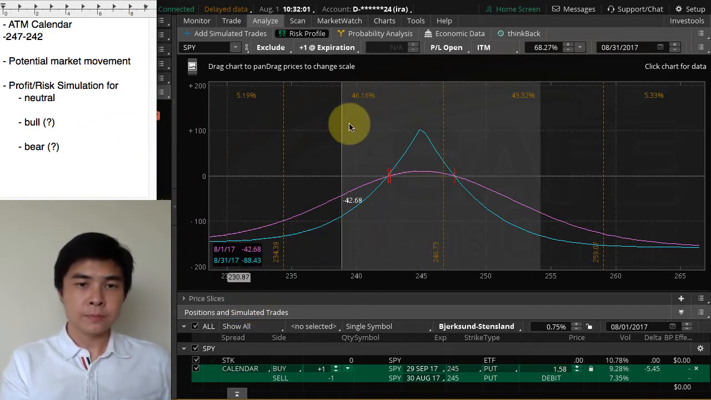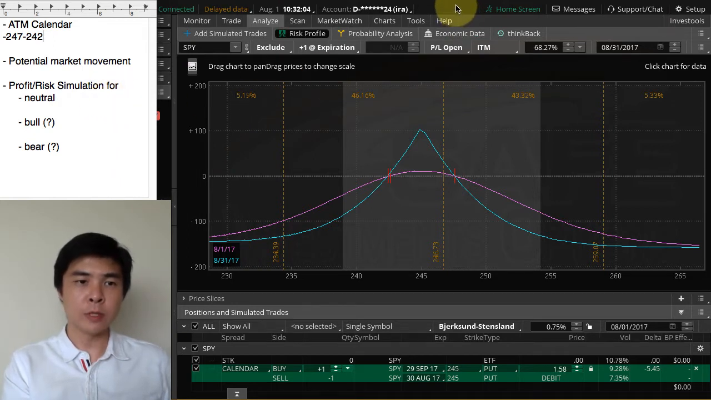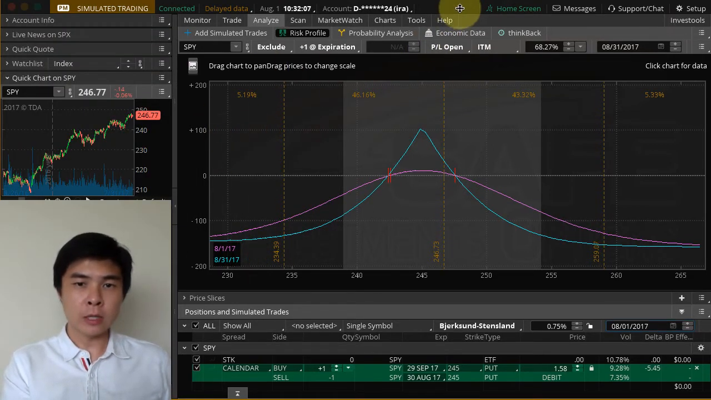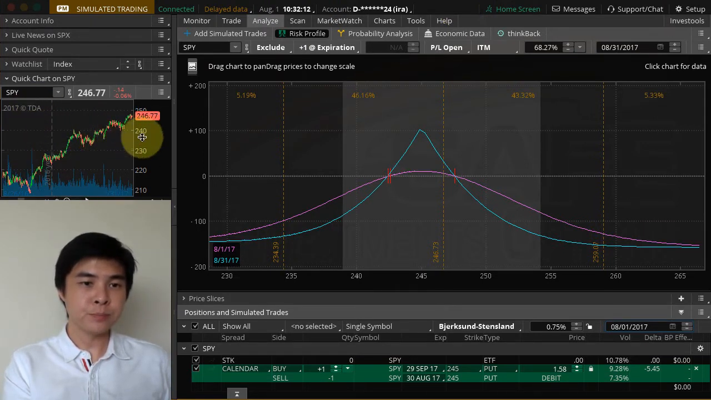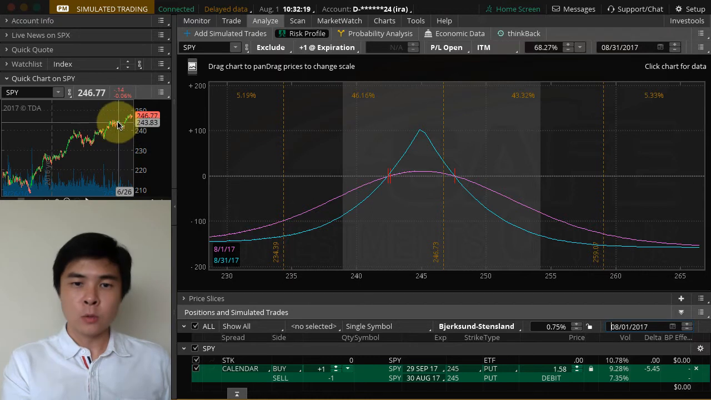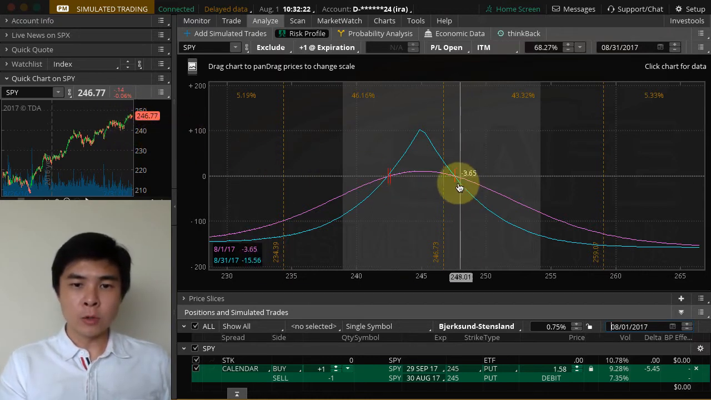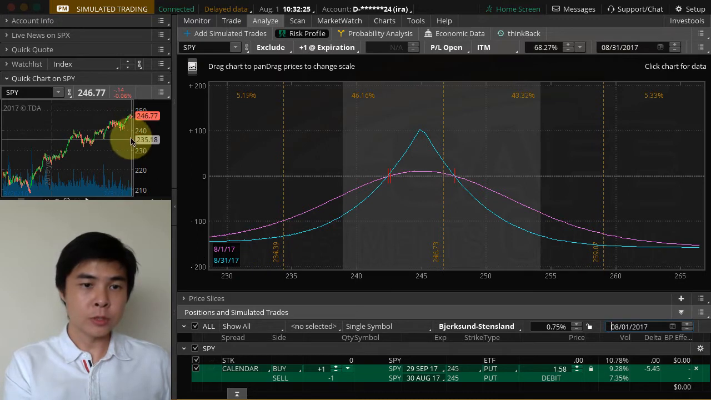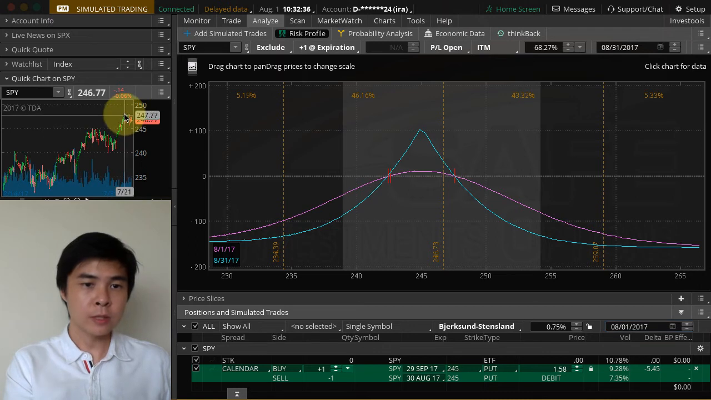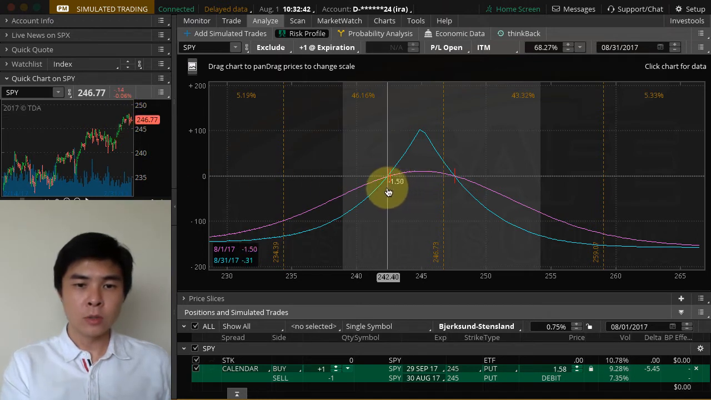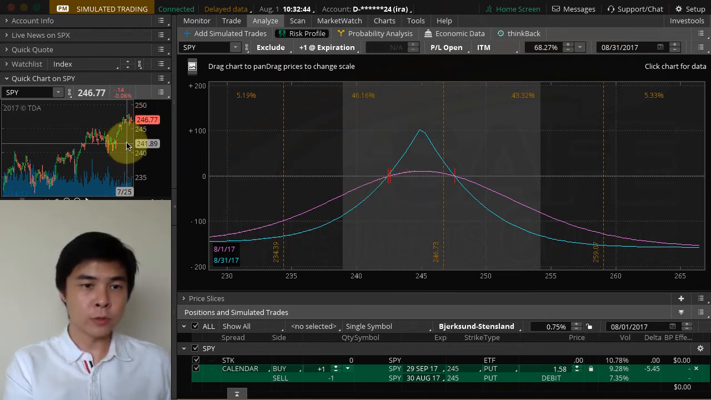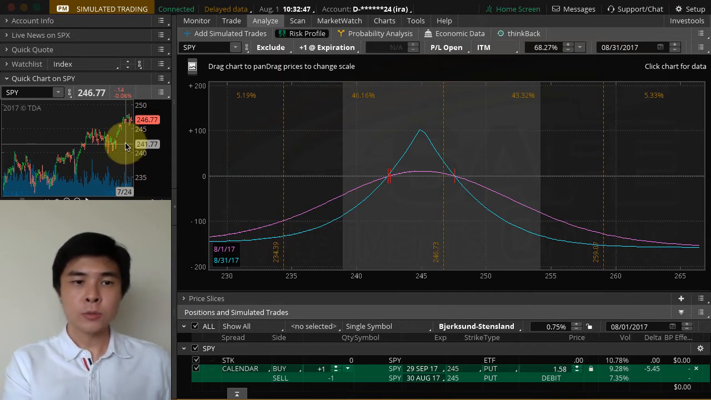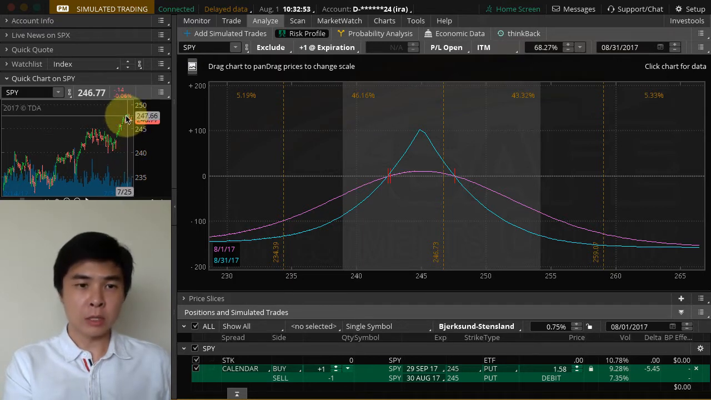Let's check out how the market movement looks. If you take a look at a quick chart of this SPY, this is where we are, 246. We should look out for whether it goes up to 247, which is somewhere around here. Let me try to zoom in. Okay, 247 is over here, so the market must not go above 247, or go below 242, which is over here.